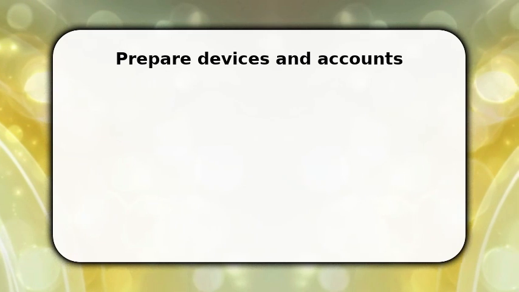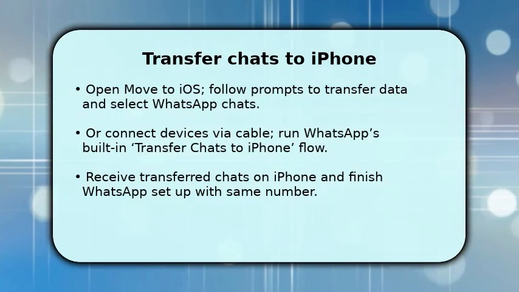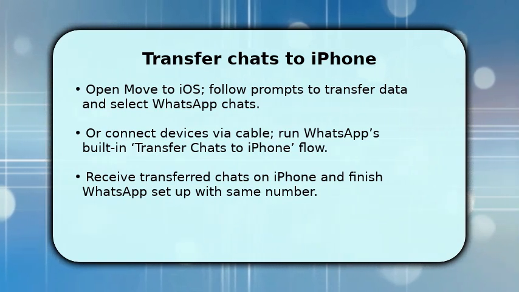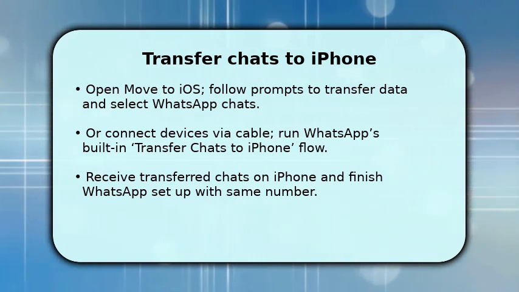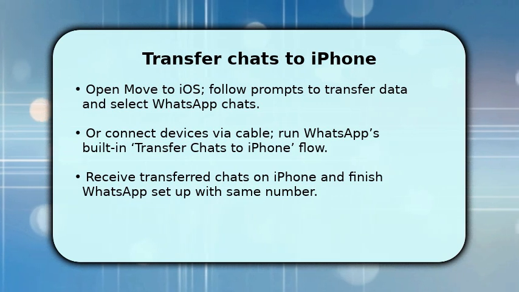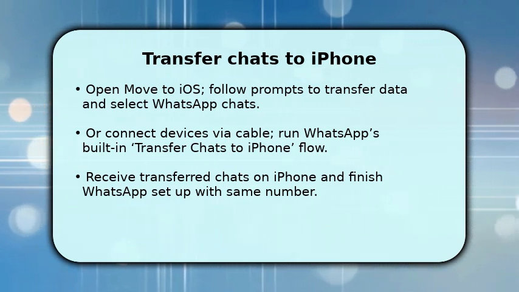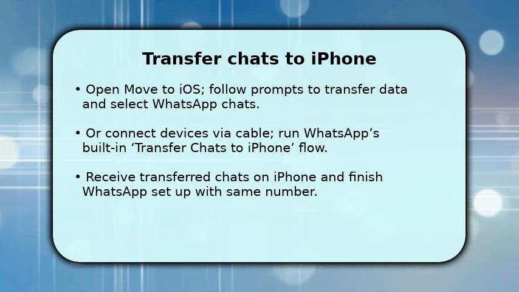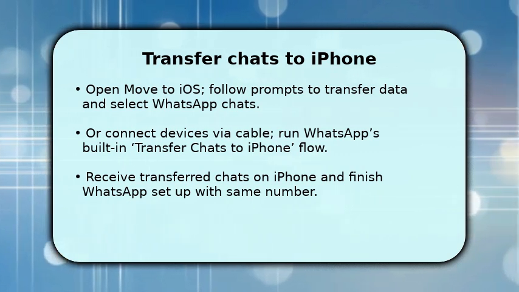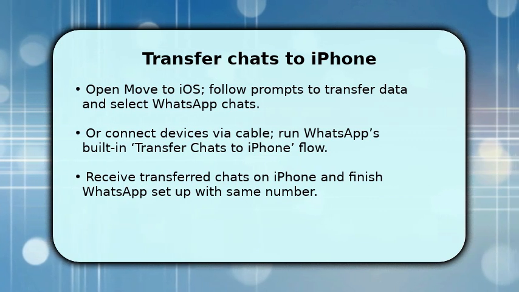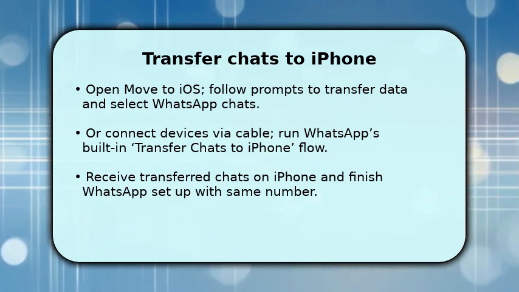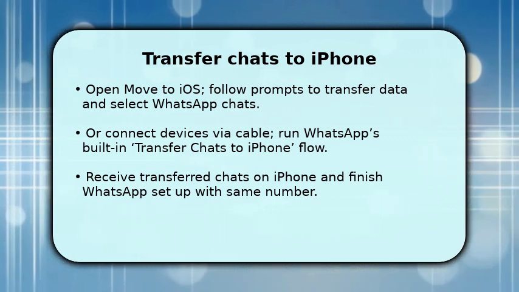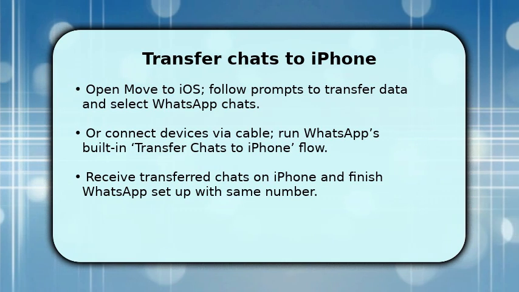On Android, start Move to iOS and follow its setup until you see the WhatsApp transfer option. Choose chats, media, and attachments to include. Alternatively, connect the phones with a compatible cable and run WhatsApp's transfer tool inside Settings, Chats, Move Chats to iPhone, follow the on-screen QR or prompts. Once the transfer completes, install WhatsApp on the iPhone, verify the same phone number, and accept the import. This writes your Android chats into WhatsApp on iPhone ready for an iCloud backup.